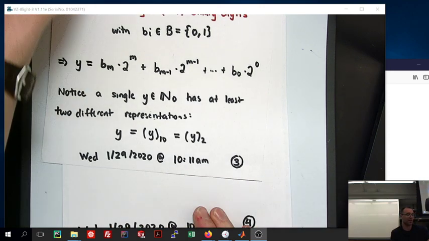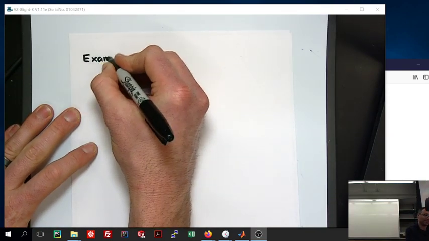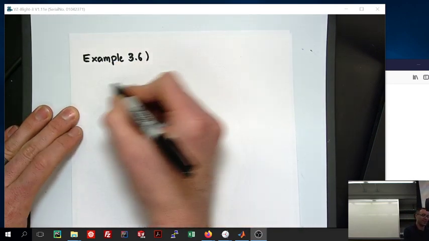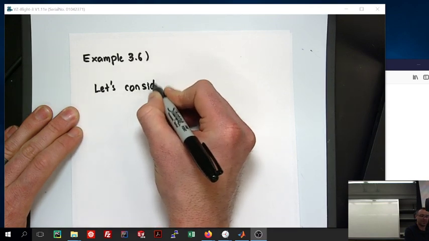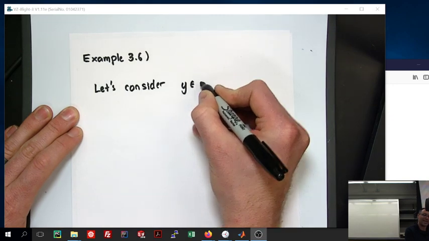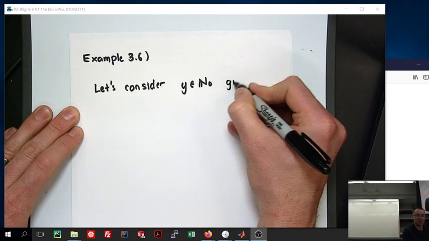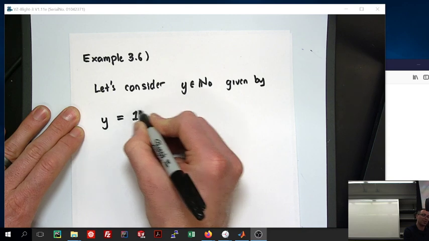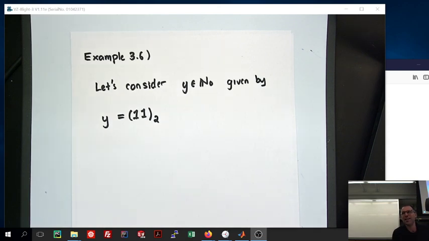Okay, so let's look at an example of what I mean by this. We'll call this example 6. And why don't we call it example 3.6, because this is lesson 3. So let's consider y in the non-negative integers, which is given by the following binary representation. And my immediate question to you is, how would I have known that this is a binary representation and not a decimal representation?